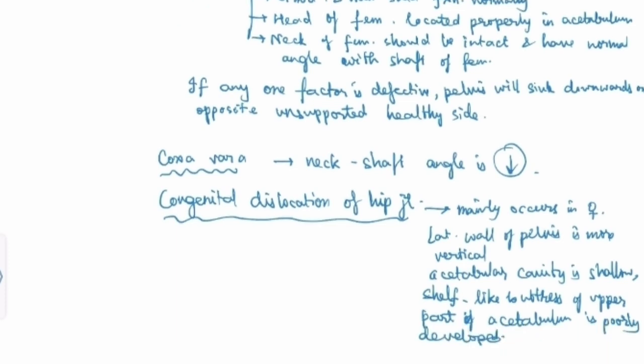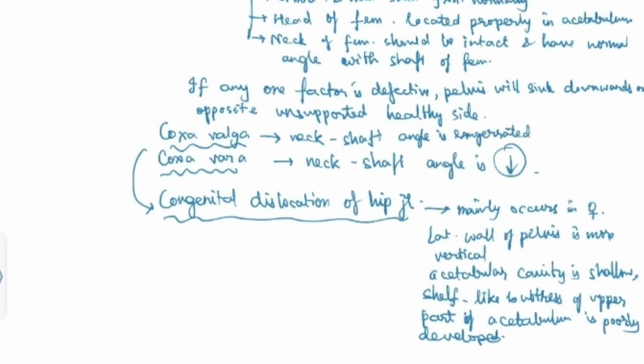Another thing you can write here is, you wrote about coxa vara, you can write about coxa valga. Coxa valga is also a contributing factor in this. Coxa valga is present in congenital dislocation of the hip joint. The neck-shaft angle is usually exaggerated, which means increased. After that, now we are going to talk about the fracture of the neck of femur.